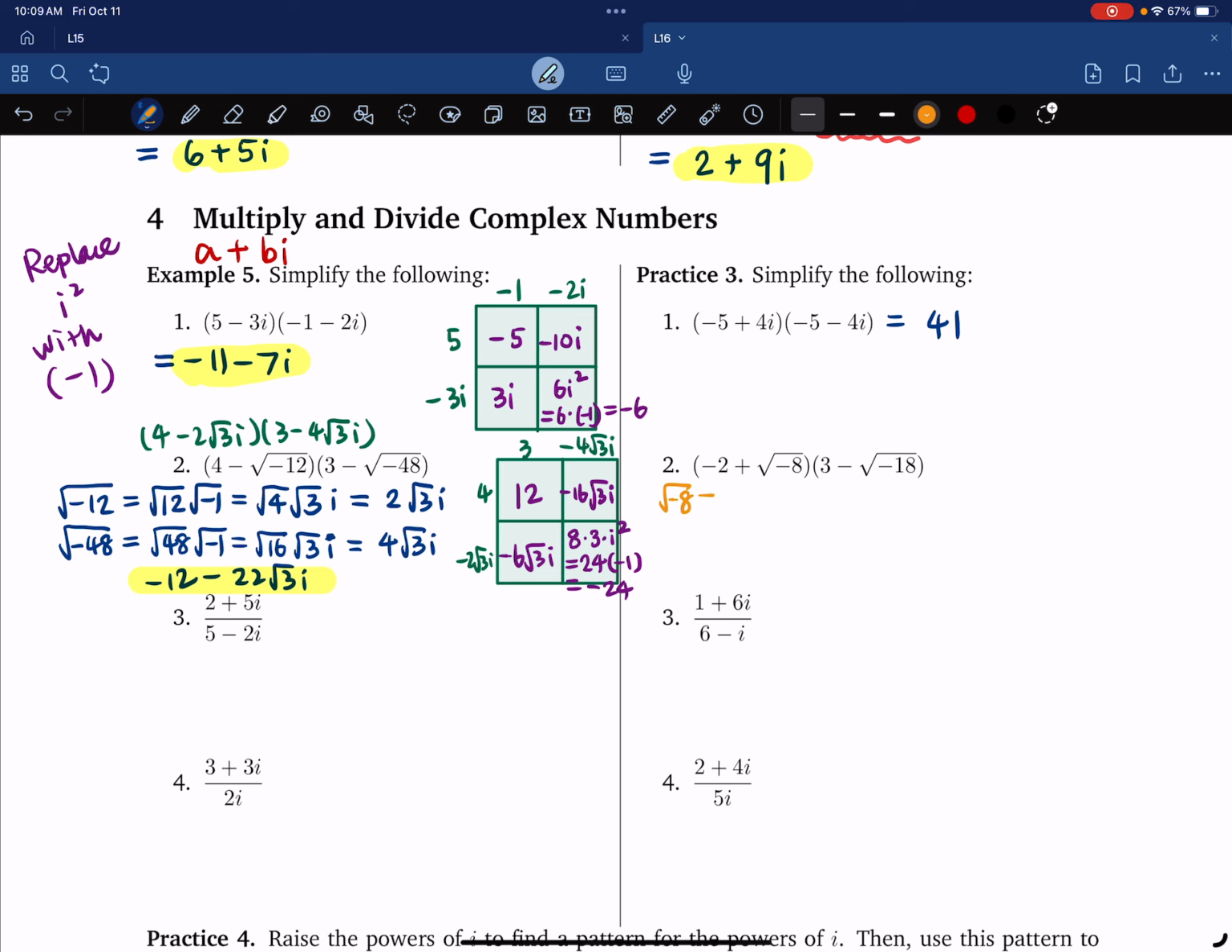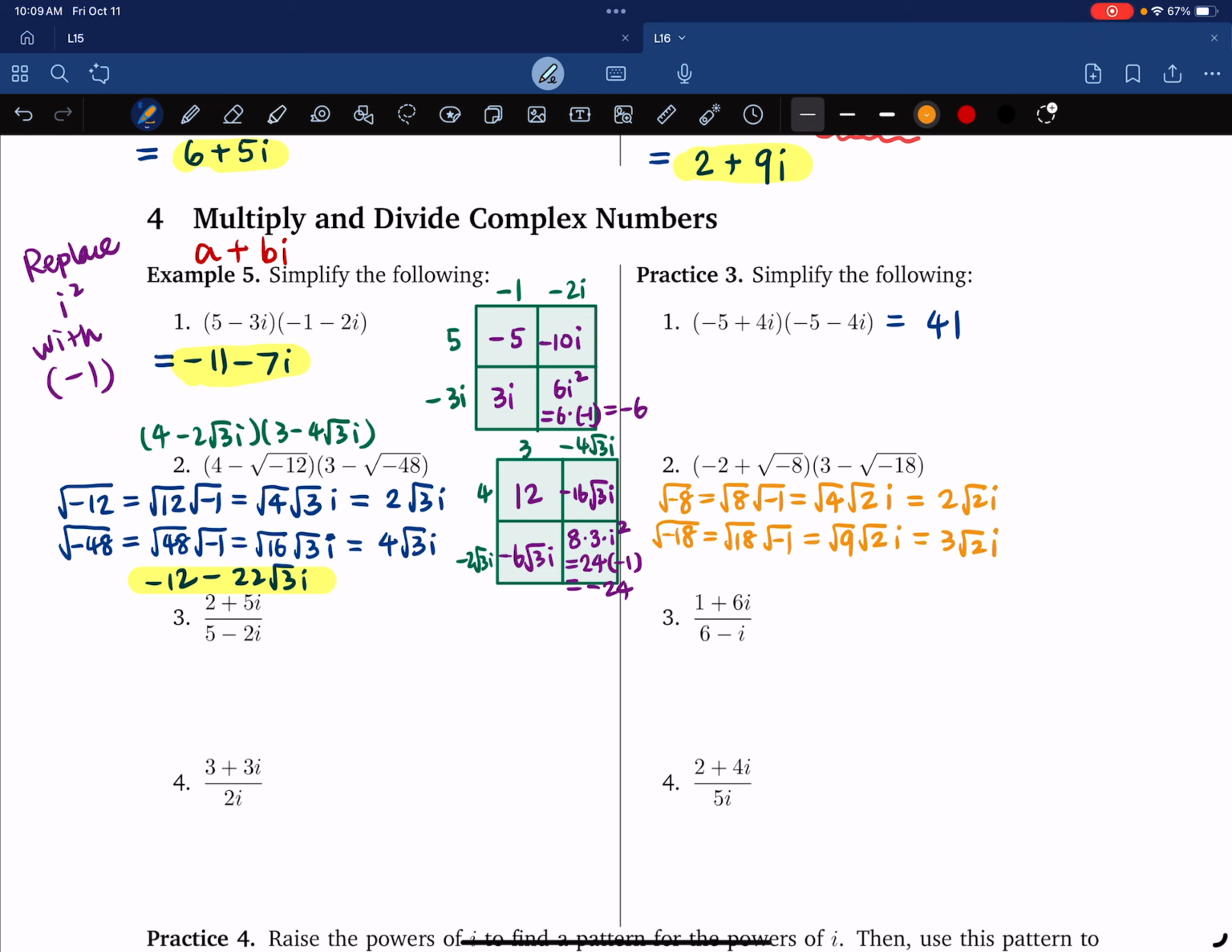I'm going to split it into 8 and negative 1. And then the square root of 8, you could split into 4 and 2. And then the square root of negative 1 becomes i. So this simplifies to 2 radical 2i. The other number, the square root of negative 18, split into the square root of 18 and the square root of negative 1. And for 18, we're going to split into 9 and 2. The square root of negative 1 is i. And that gives you 3 radical 2i.